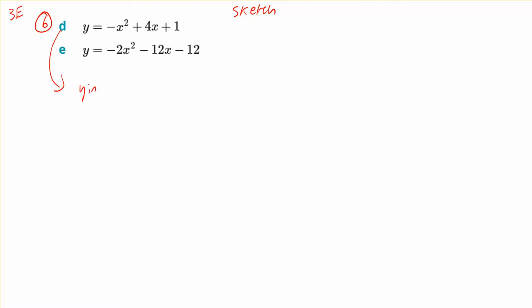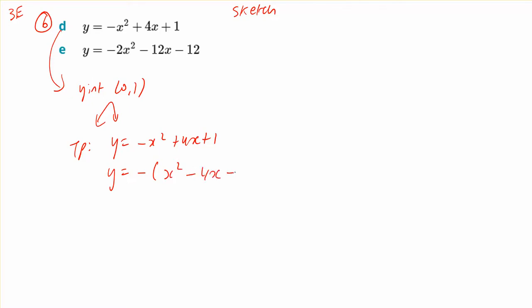I always like to follow this structure. So my y-intercept would be at (0, 1). It's going to be a frown, and my TP, I need to get this in turning point form. So I need to first take the negative out, okay? Because in order to complete the square, I need the x squared to have a coefficient of 1, otherwise it won't work. So when I take the negative out, all the signs inside the bracket change.